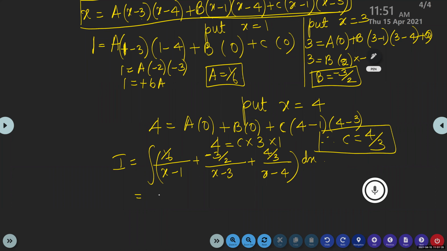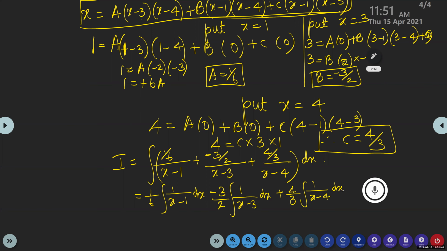We can split that as 1 by 6, we can take it outside, integral of 1 by x minus 1 into dx. Minus 3 by 2 is the constant, we can take it outside, 1 by x minus 3 into dx. Plus 4 by 3 into integral of 1 by x minus 4 into dx. Now integrate this and give me the answer. So actually the given function, we are making it simpler.